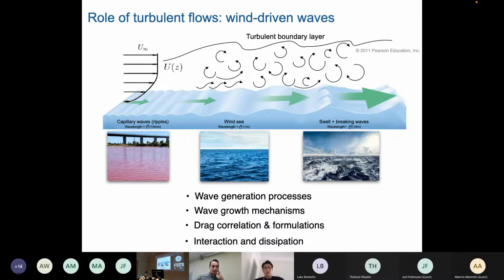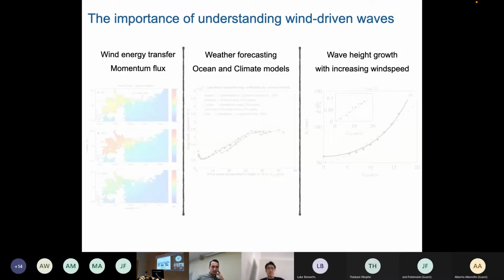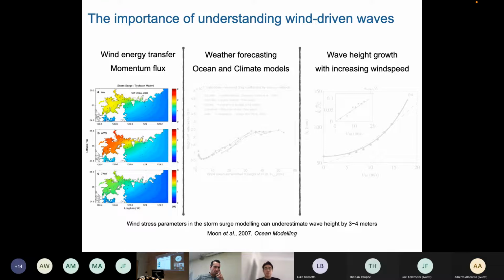So it is important to have a better understanding of those turbulent flows above the wave surface. In the literature, there have been some studies highlighting the importance of the turbulent flows above the waves. The study by Moon et al. 2007 showed that the wind stress parameter in storm surge modeling from different turbulence models can affect the prediction of the wave height by 3 to 4 meters. And this difference is quite significant for wave height forecasting.